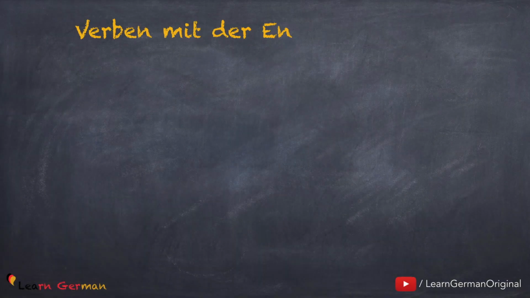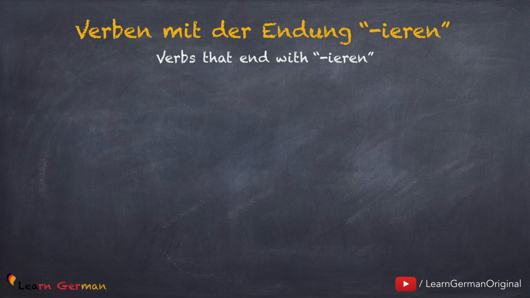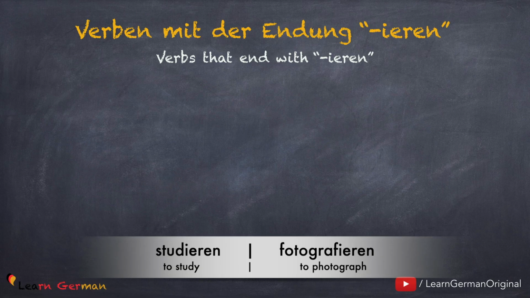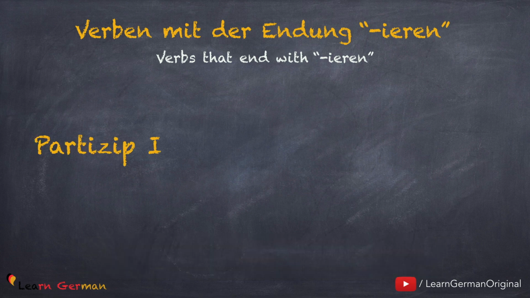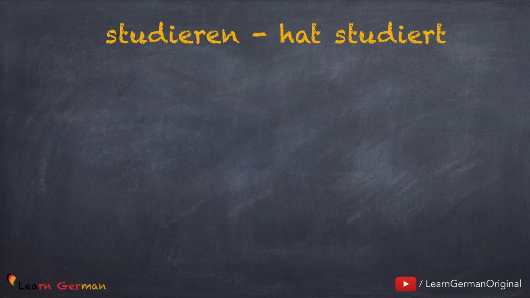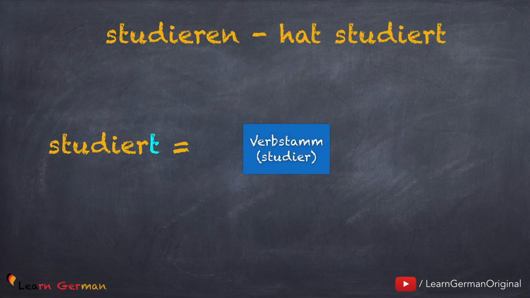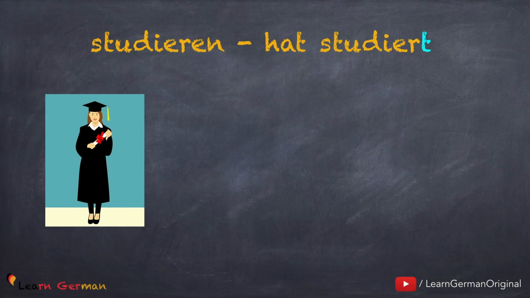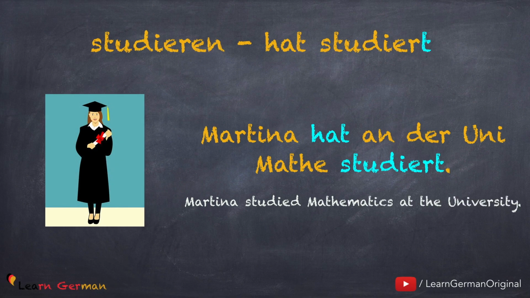Let's see what happens to verbs that end with ieren. For example, studieren, fotografieren. In this case, the Partizip II does not take a ge. You will just use the Verbstamm and add a t to the end. For example, studieren, hat studiert. Once again, in this case, we take the Verbstamm, that is studier, and add a t to the end. And here's an example. Martina hat an der Uni Mathe studiert.